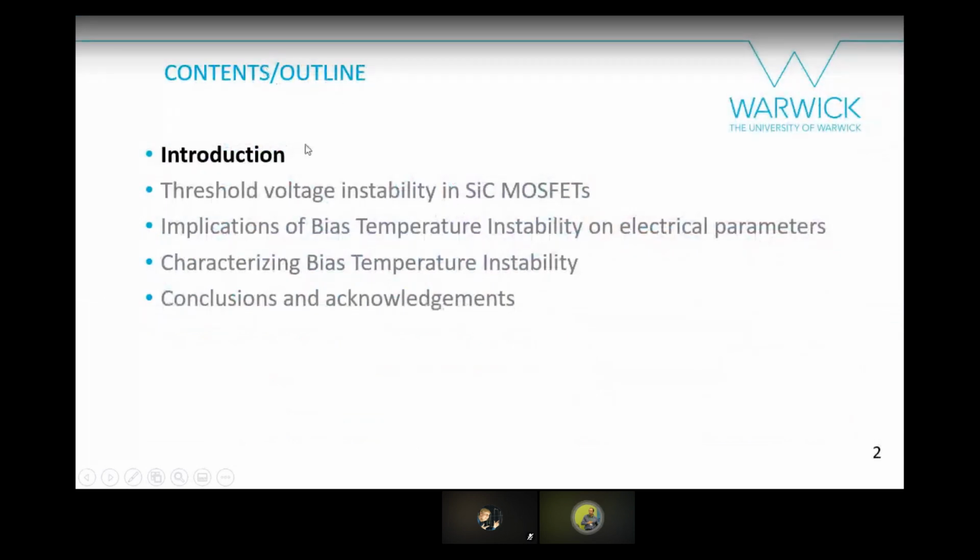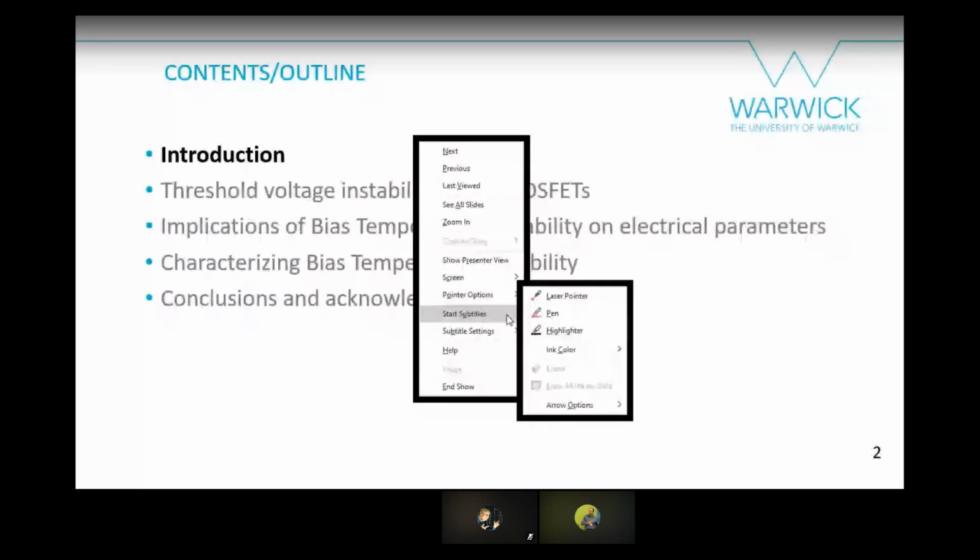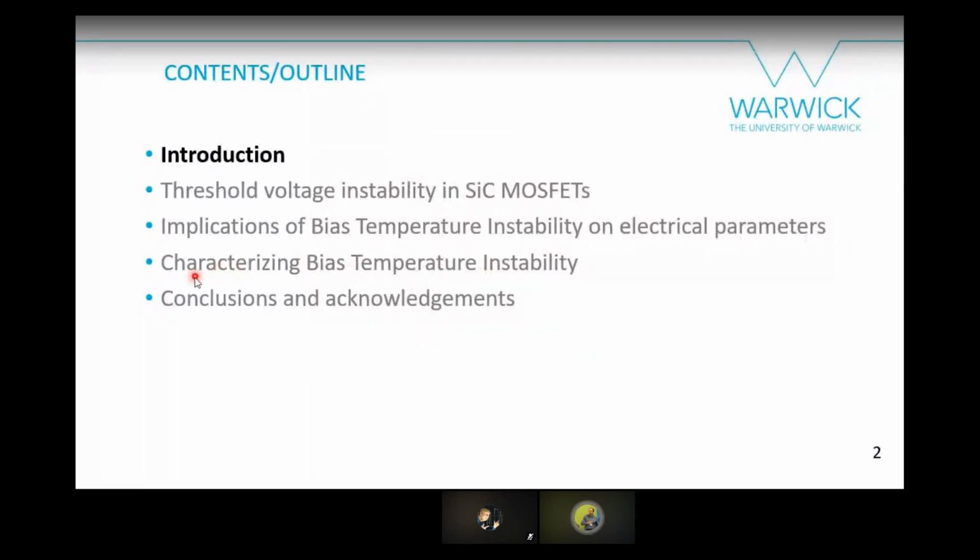This is just the outline of the presentation. We start with an introduction, then we cover a bit on threshold voltage instability in silicon carbide MOSFETs. We evaluate the implications of bias temperature instability, that's another way of calling threshold voltage instability, on the electrical parameters. We show a bit on characterization of bias temperature instability, and we just conclude the paper and acknowledge the people who work on this and the funders.